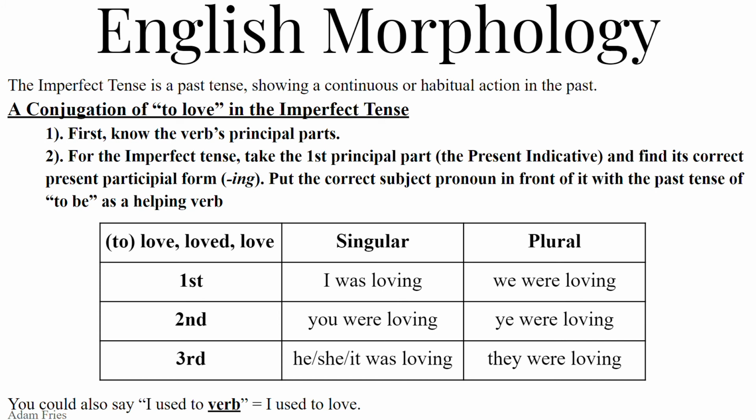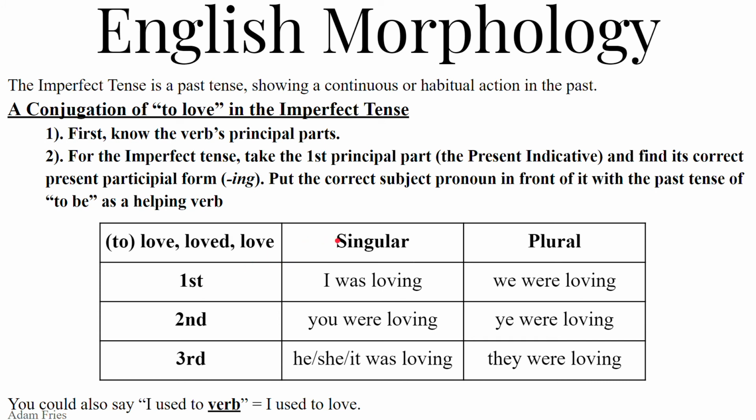For the imperfect tense, you take that verb's first principal part, so love, the present indicative. You find its correct present participle form, that ing form, so drop the silent E and you get loving. You put the correct subject pronoun in front of it, along with, this is very important, the past tense helping verb of to be. So was or were. So for the first person singular, you get I was loving.